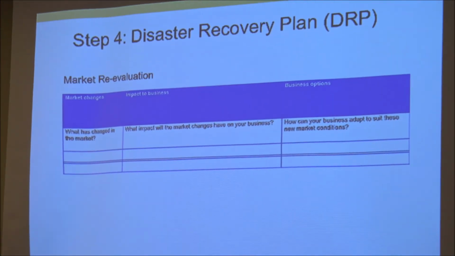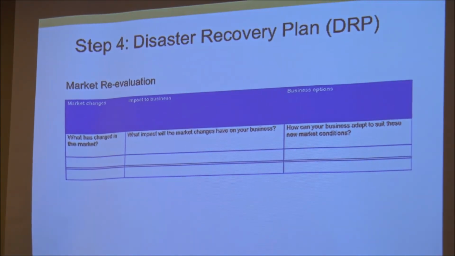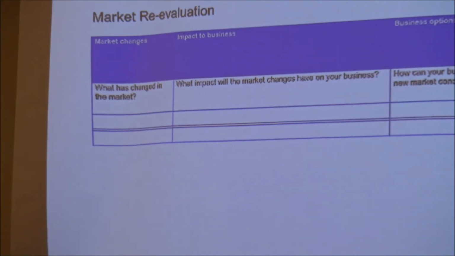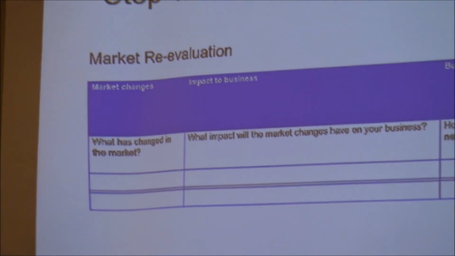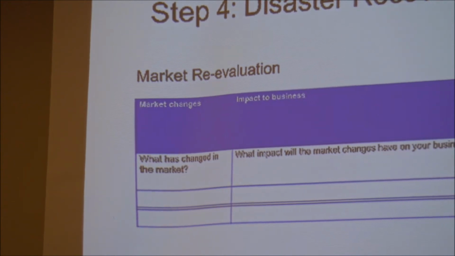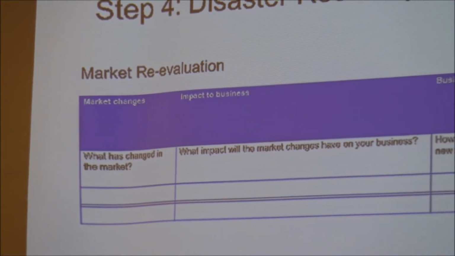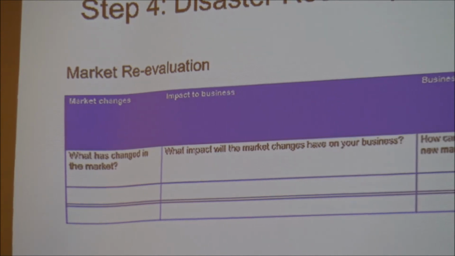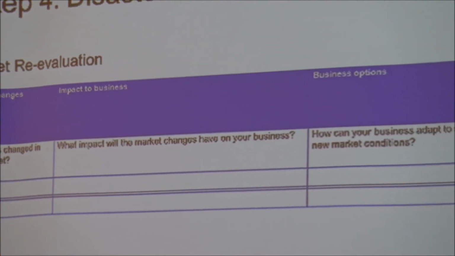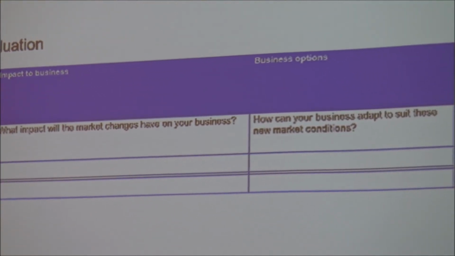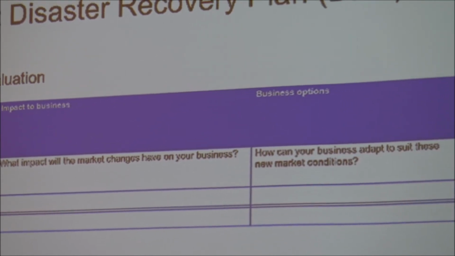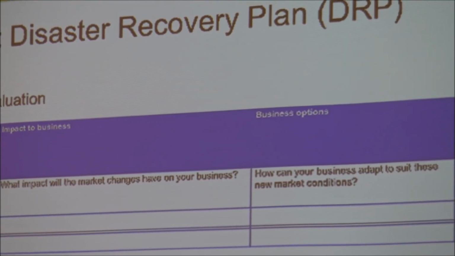Market reevaluation. Part of your disaster recovery plan is that when you went into this disaster, you were leaving a specific economic market reality. You had customers in place, you had suppliers in place, the economy was humming along, and you had some predictability as to where you were going. This event changes all of that. Now you want to say, okay, we just had this huge event. I need to reevaluate not just my business, but the market in which I'm operating.